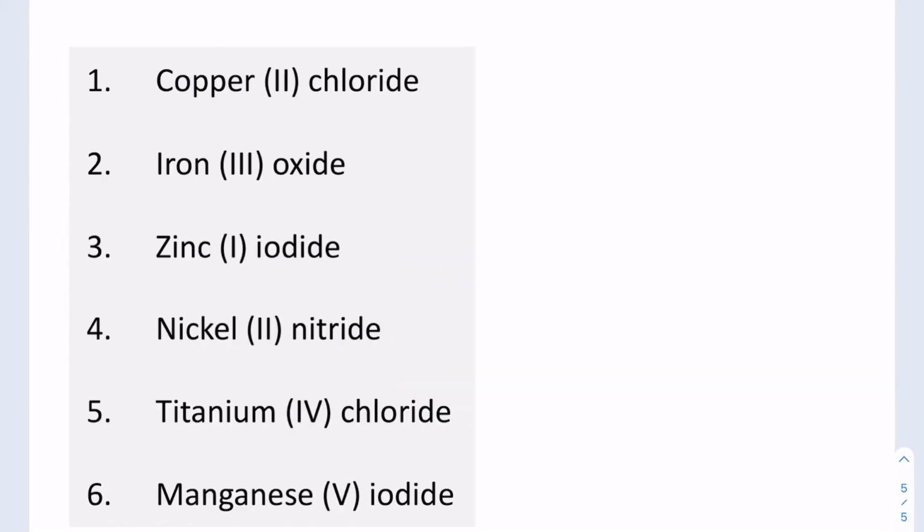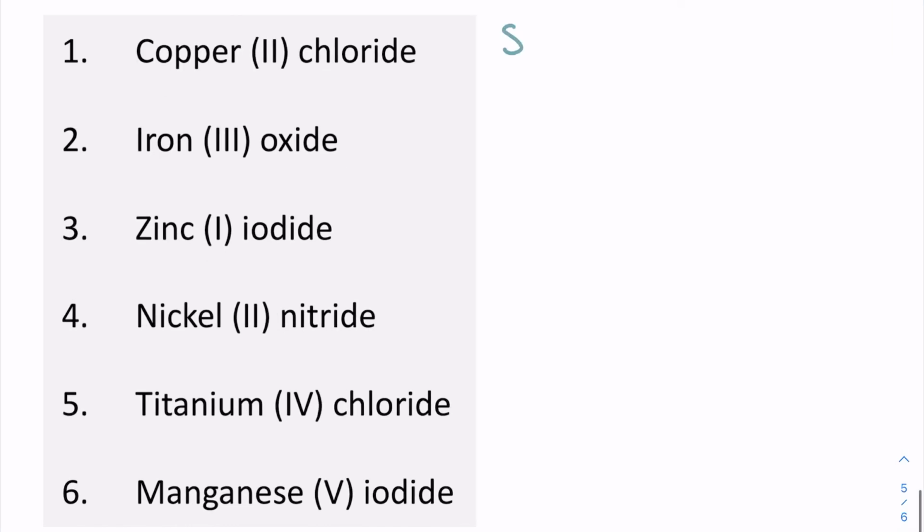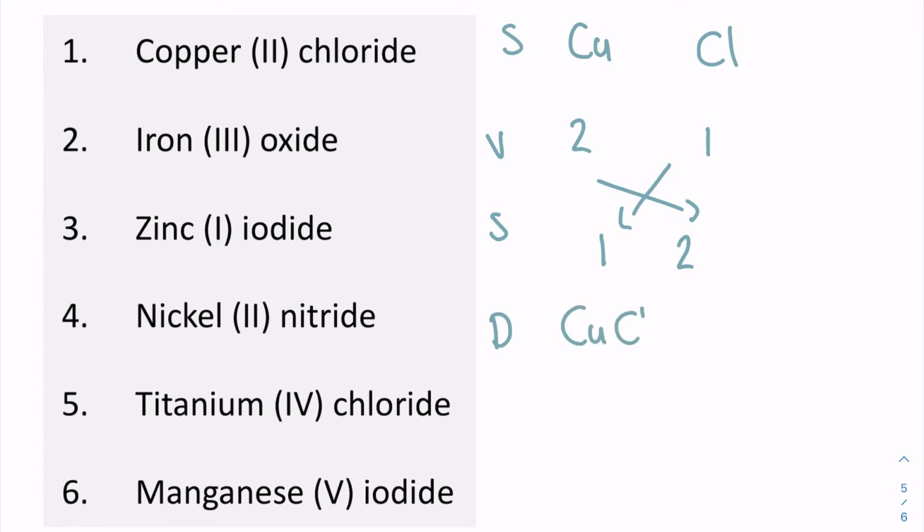So again, let's look at some examples. Copper 2 chloride. So for copper, symbol Cu and Cl. Valency, copper in the brackets is 2. Chlorine, you'd go to the databook, page 6, and you'd find that chlorine has a valency of 1. Swap them. So the 1 to the copper, and 2 to the chlorine. Drop them down would be CuCl2.